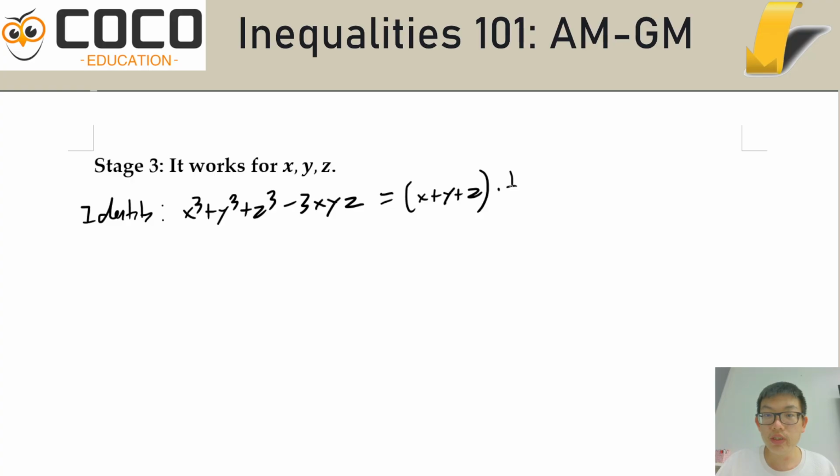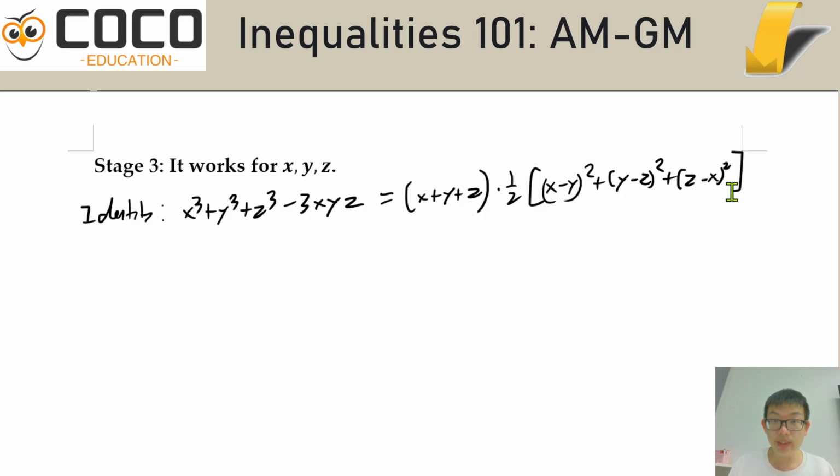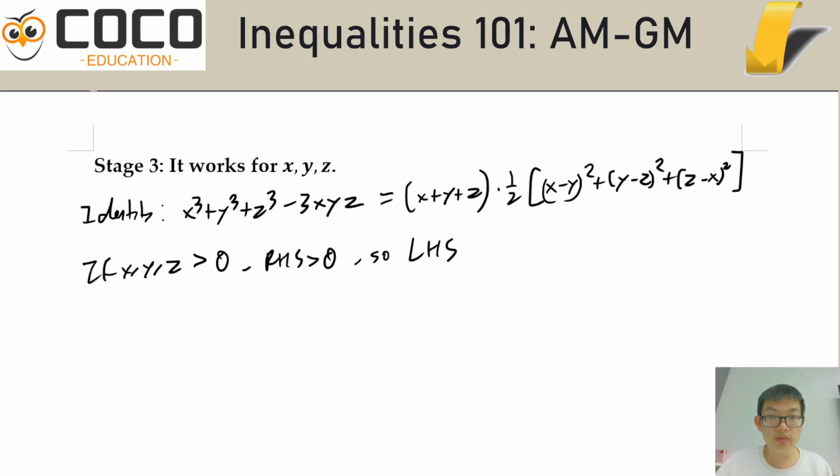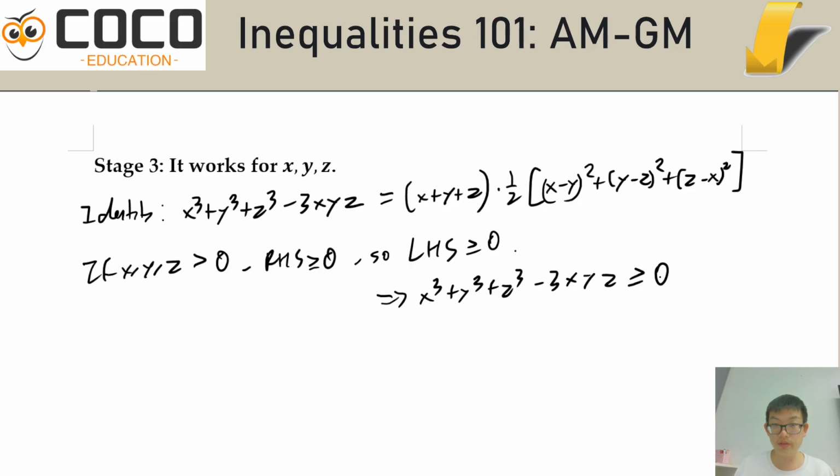as in the thumbnail. This is our identity that some of us would have seen before in various SMO or AMC problems. How does this relate to AM-GM? Well, simple. If your x, y, and z are positive, then the right hand side is clearly positive, so greater than or equal to 0, that is. So the left hand side is greater than or equal to 0, which means that x cubed plus y cubed plus z cubed minus 3xyz is greater than or equal to 0.